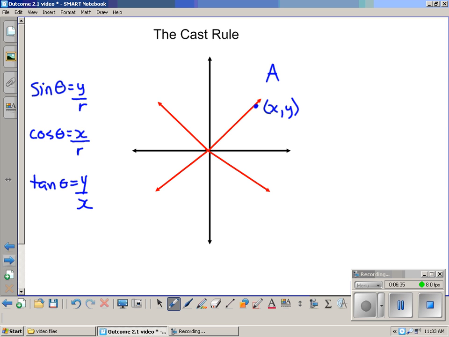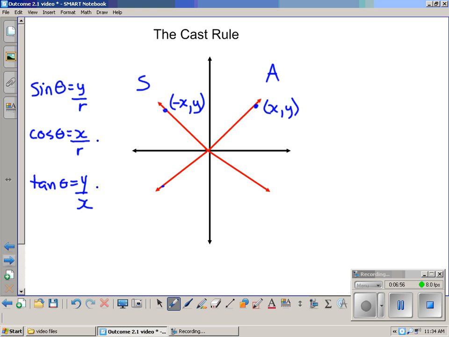So let's look in quadrant 2. In quadrant 2, x is negative and y is positive. So anything that's negative is things that have an x value in it. So cos and tan would be negative. That means the only thing that's positive here is sine.